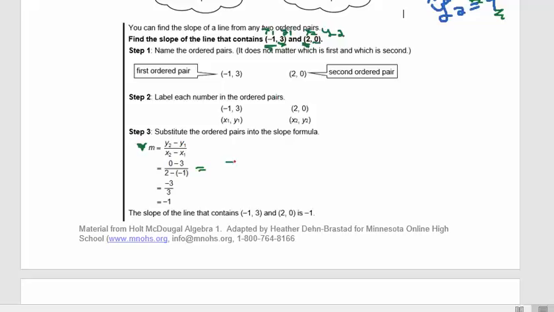0 minus 3 is -3. On the bottom, 2 minus a -1 is the same as 2 plus 1. So then they got 3 here, you can see. And -3 over 3 is -1. So this time it again simplified.